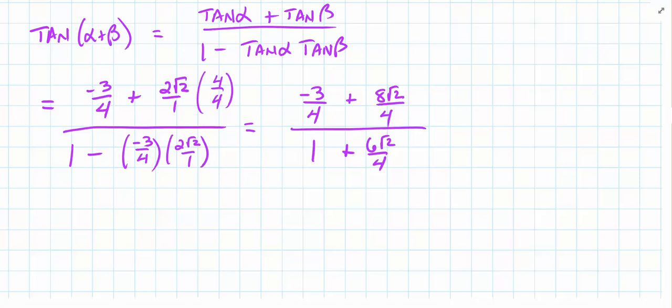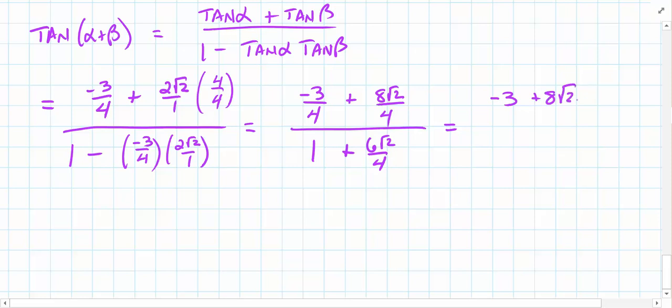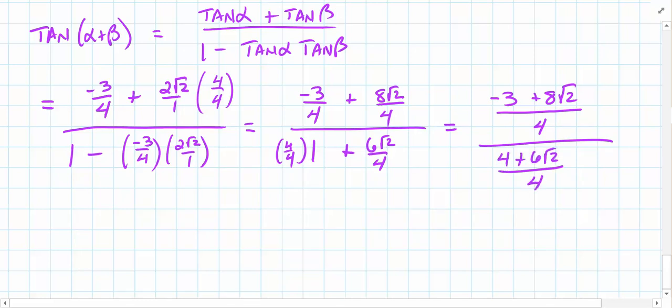All right, let's keep working with this. In the numerator, I can simplify that to -3 plus 8√2 all divided by 4. True? No problem? That's bringing those together. In my denominator, check it out. I'm going to make this a 4 over 4, right? So that's going to give me 4 plus a 6√2 over a 4. Okay?